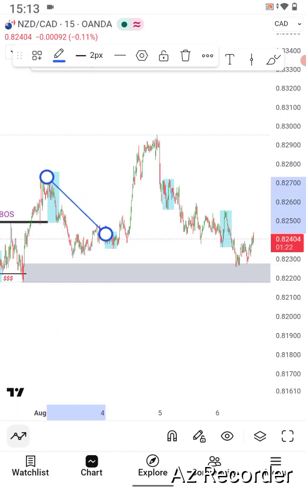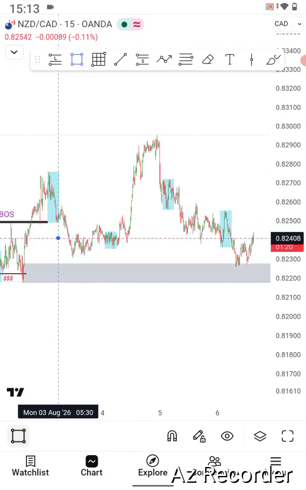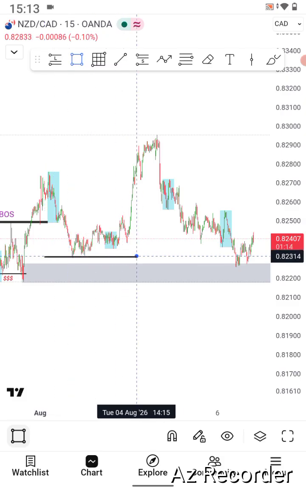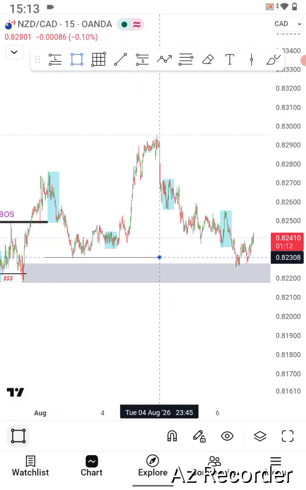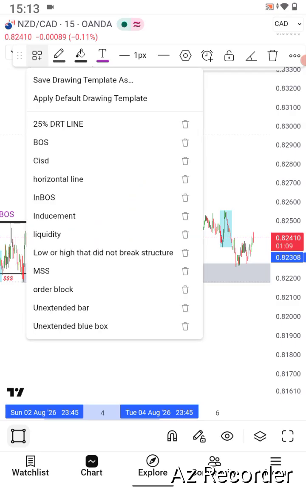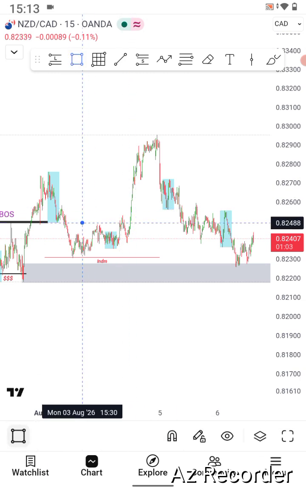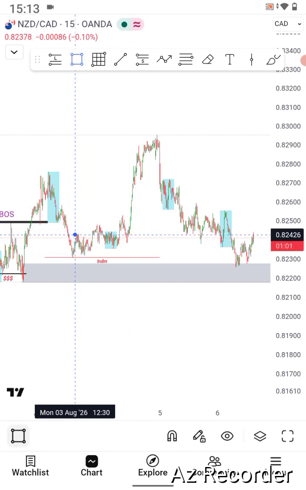So let's mark our inducement. I didn't see this trade on time, so this is it. This is our inducement to induce early buyers. So that's our inducement, and then the inducement has to break structure. Inducement break of structure, you can use this as the break of structure.